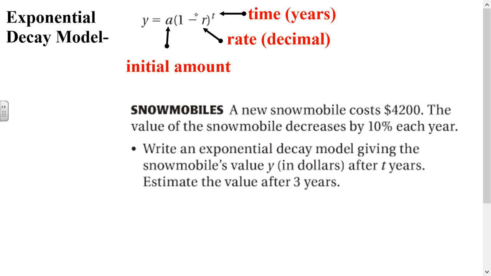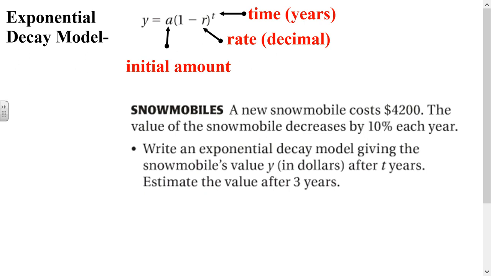The only difference is that we have 1 minus r instead of 1 plus r. So remember, a is the initial amount, r is the rate, and it's always expressed as a decimal. So if it's a percentage, you'll need to change it to a decimal. And t is the time in years.